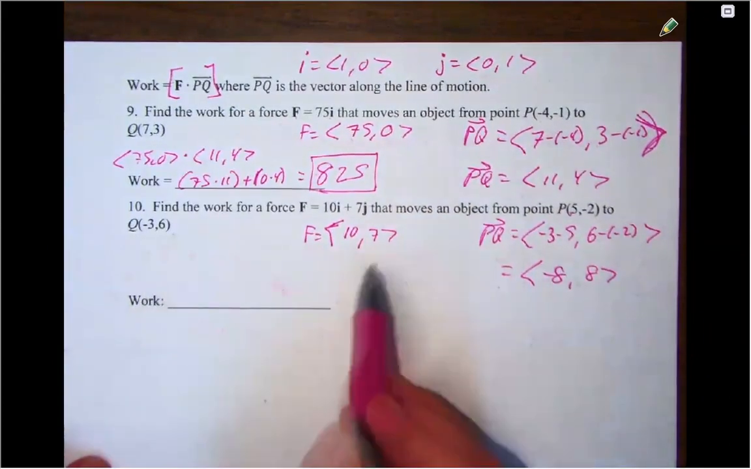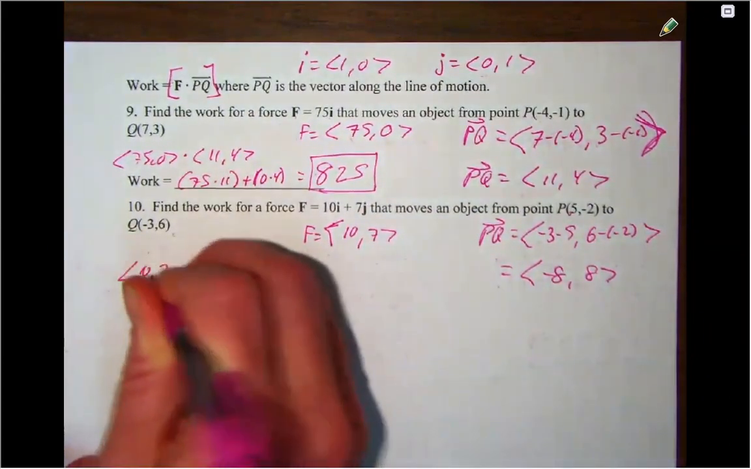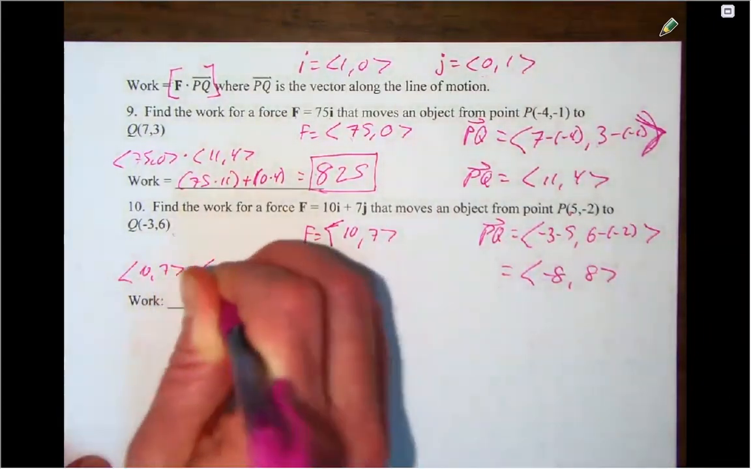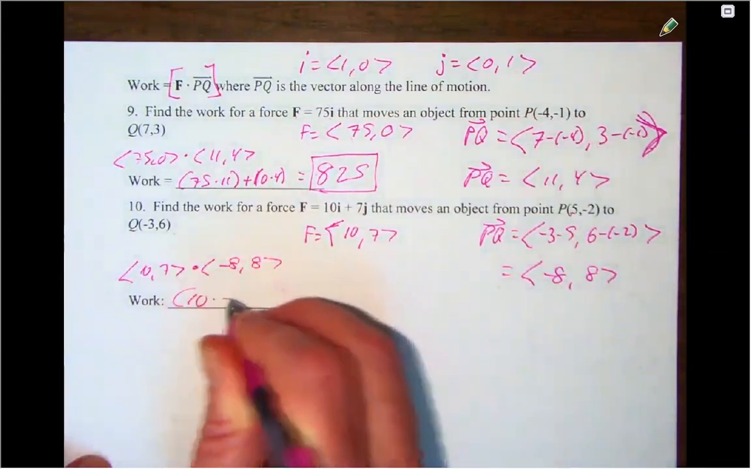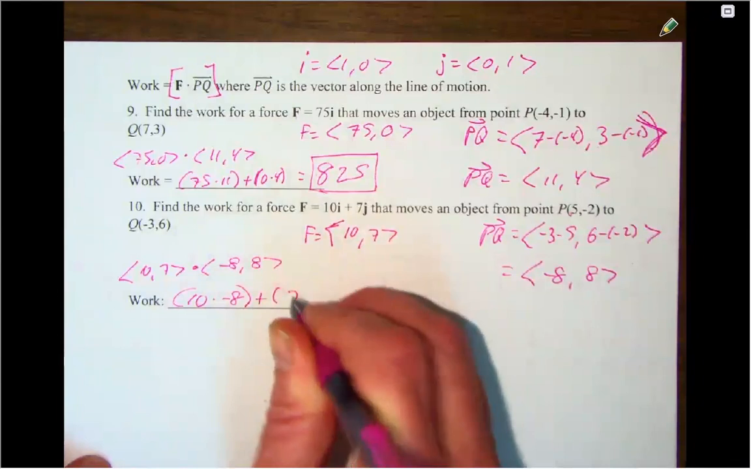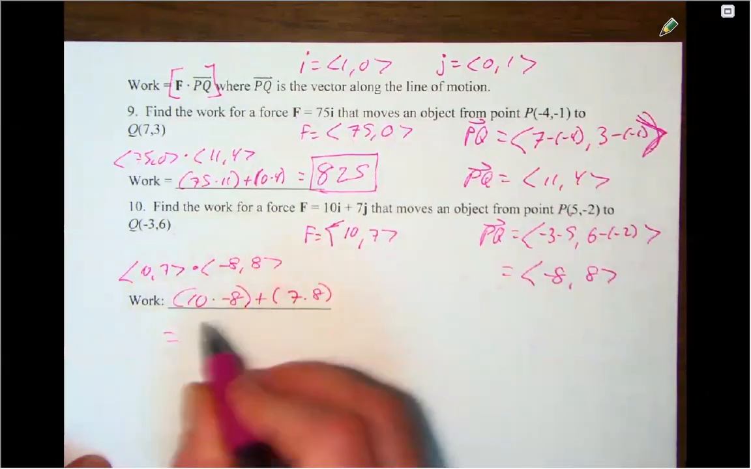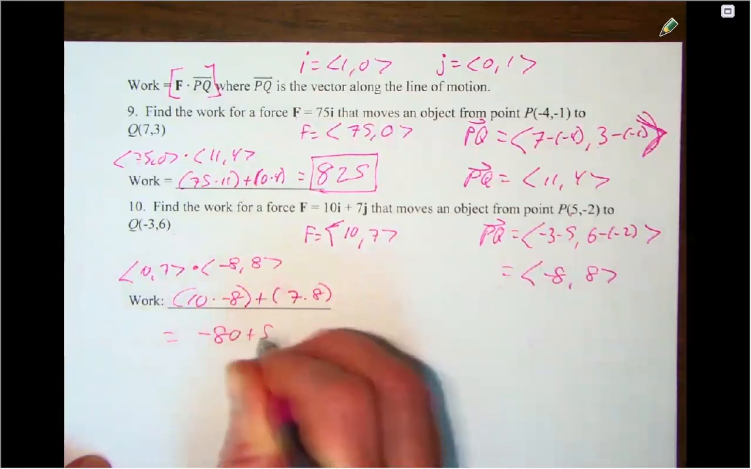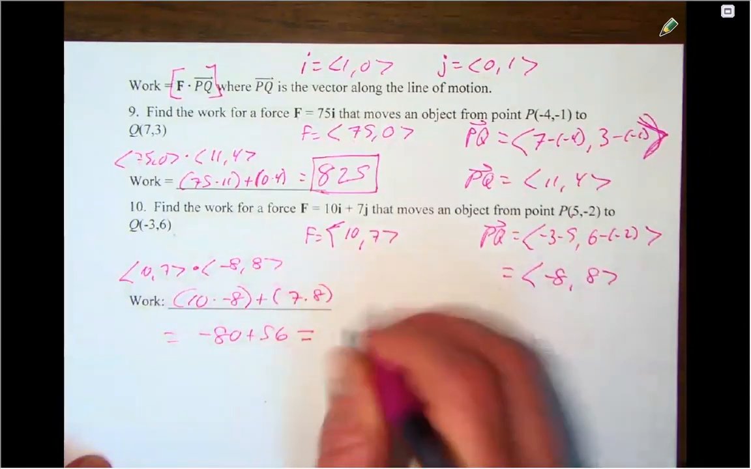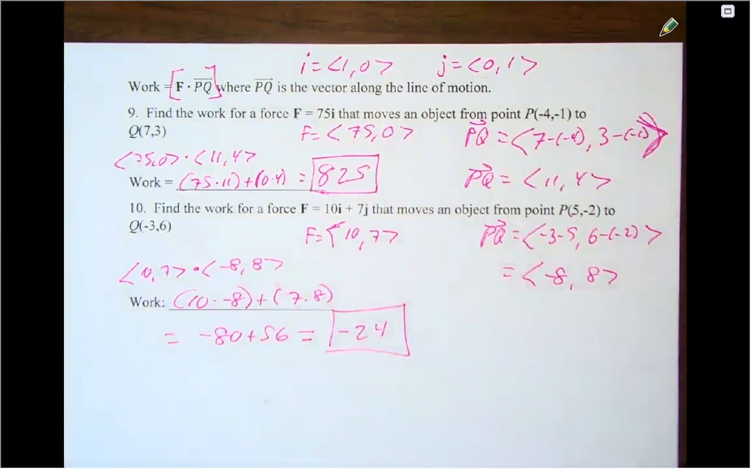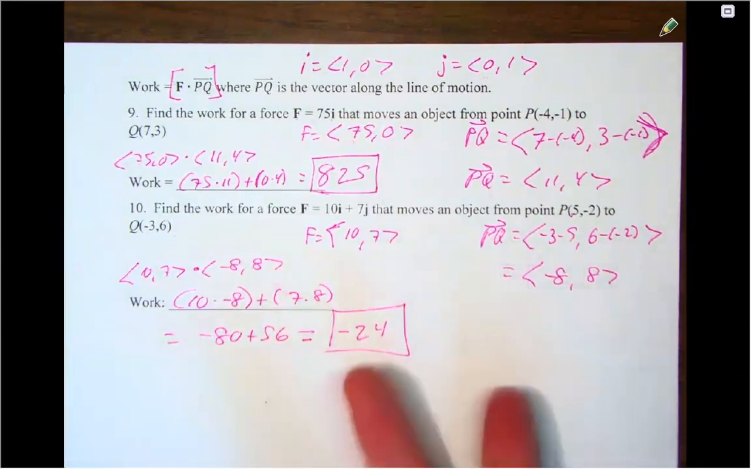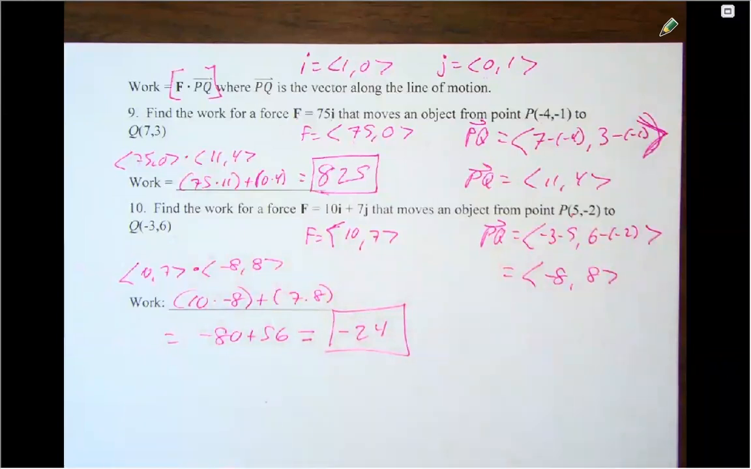And then to find the work, we take the dot product. 10, 7 dotted with -8, 8. 10 times -8, 7 times 8, -80 plus 56, which is -24. And work can be negative, so that's okay. Whatever the dot product comes out to be. We would probably say that that's actually a work of 24 joules, just in the opposite direction. That's kind of semantics.